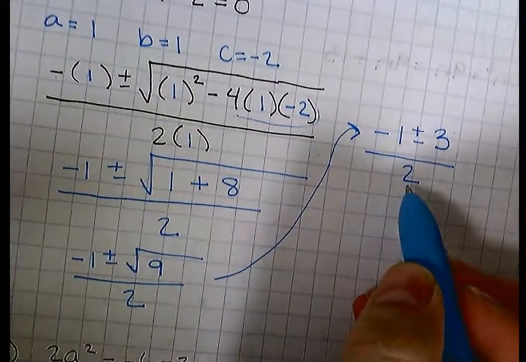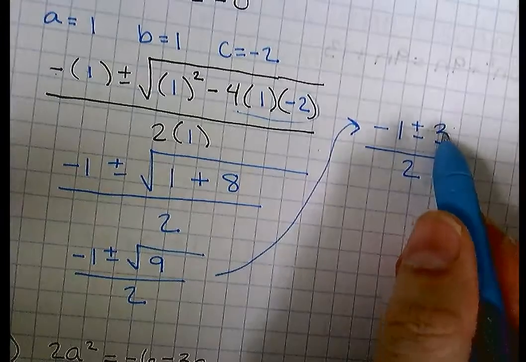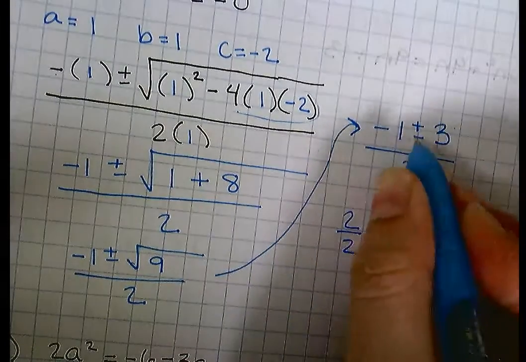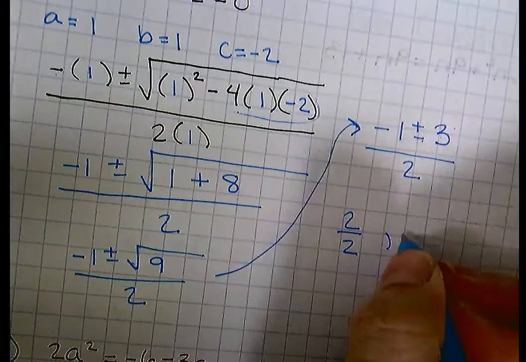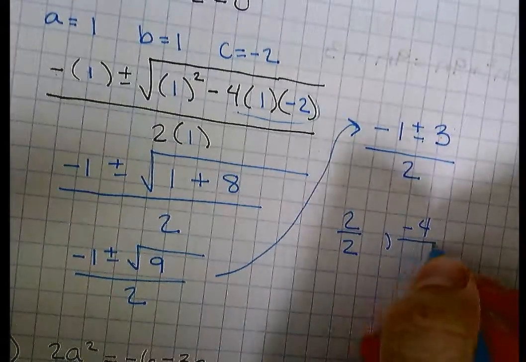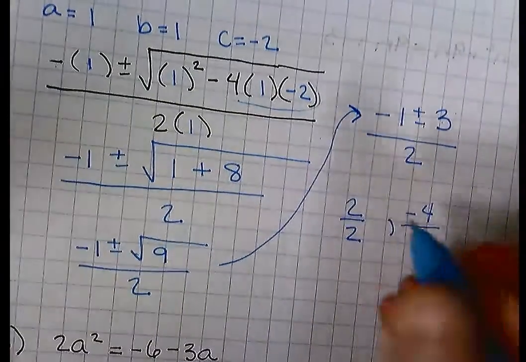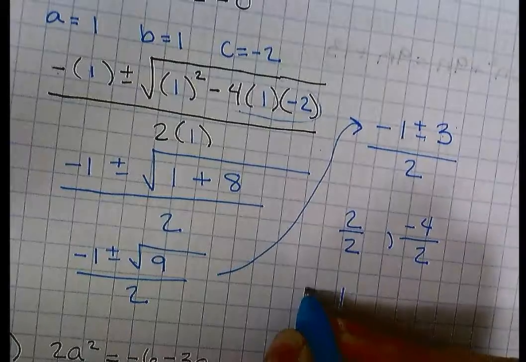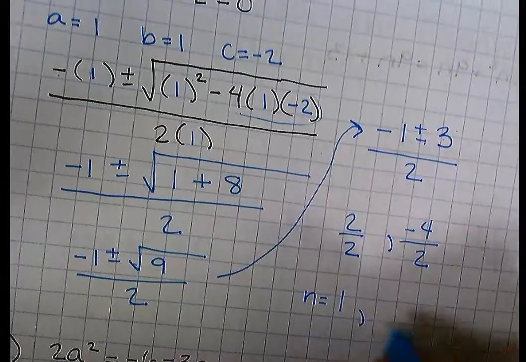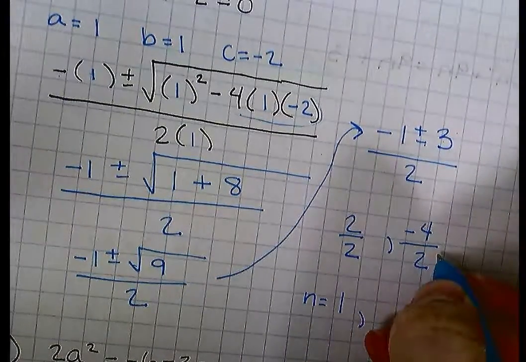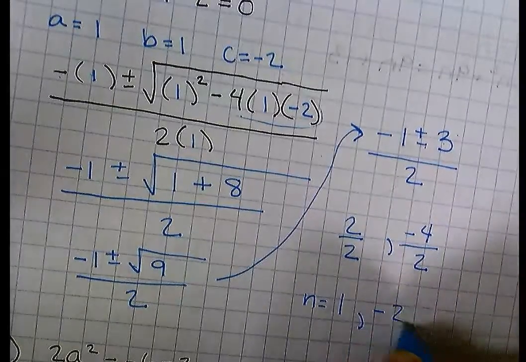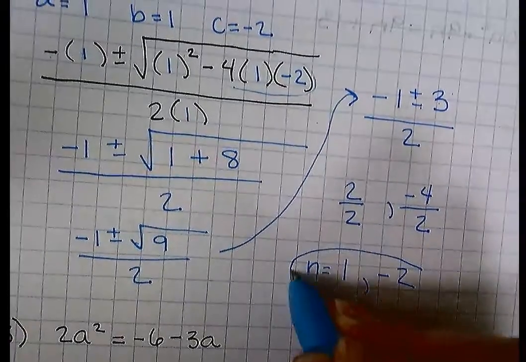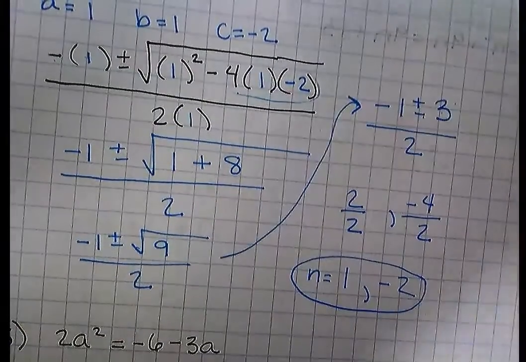Now we're going to simplify this. So -1 plus 3 is +2 divided by 2. And -1 minus 3 is -4 divided by 2. 2 divided by 2 is 1. That's our first solution. So n equals 1. And -4 divided by 2 is -2. There we go. So those are our solutions.